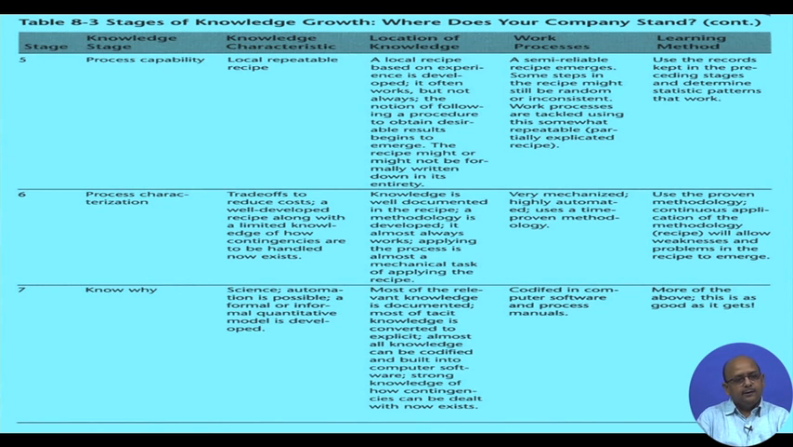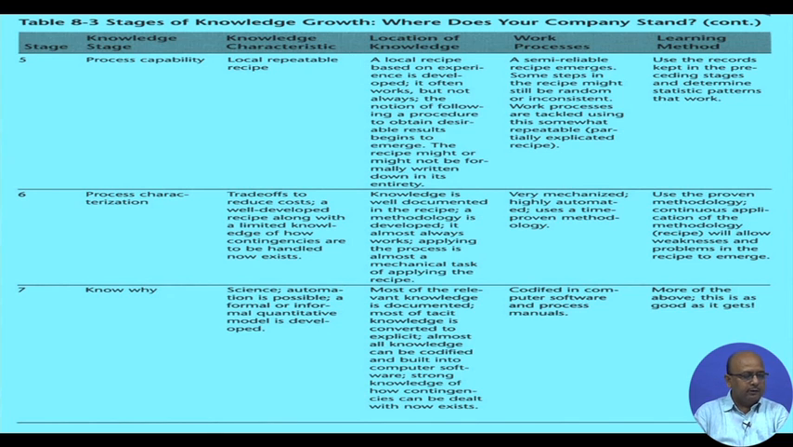Now at this stage, since knowledge is well documented, you have to see how we are going to make use of this knowledge. Work processes are mostly automated or mechanized, and you have a well established methodology to do work, and you have to see how it is going to help you.